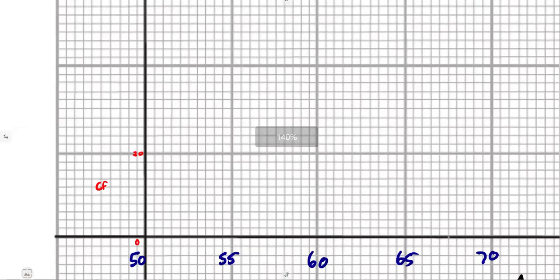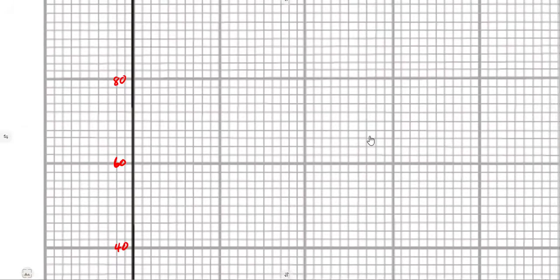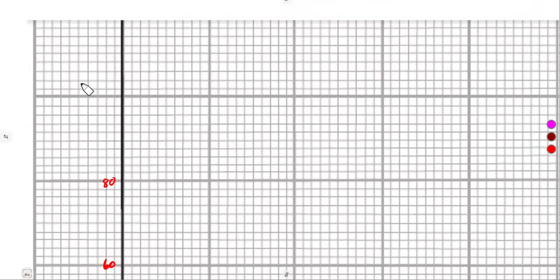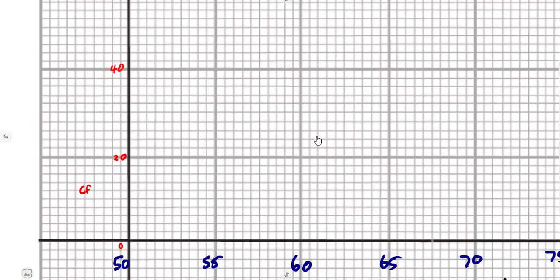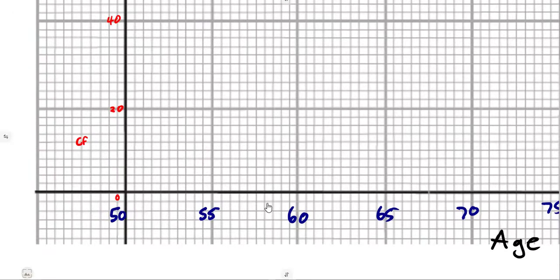So let me just try to have it like this. Like I say, that is going to be 20. Then we move on to 40 up to what? Up to 100. So that's it. We have got 60, 80, 100. So be very careful on the scale. Present your scale properly. So we've got our cumulative frequency.